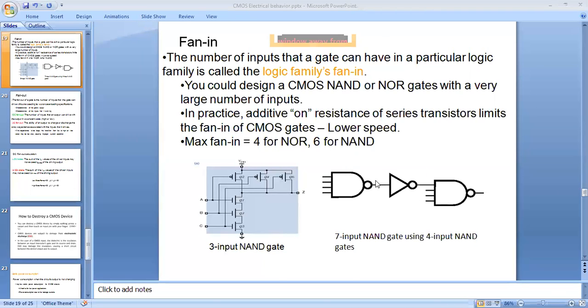If we want to connect more inputs, then we connect a cascade of NAND gates. That is fan in. So after that, what is the next topic? Fan out.